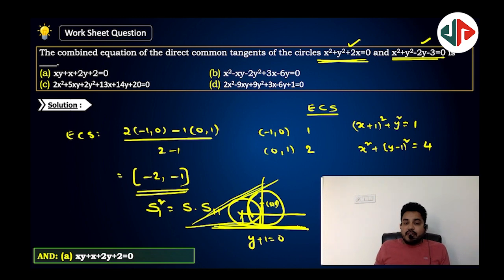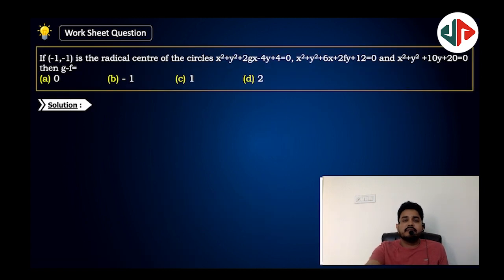Okay, so S1 square is equal to S into S1, or you can visualize it, and where is the common tangent? Proceed. Next question: minus 1 comma minus 1 is the radical center of three circles. Then find g minus f.